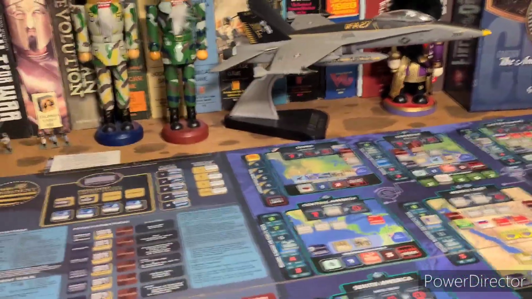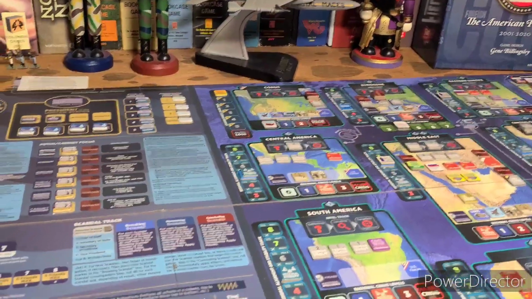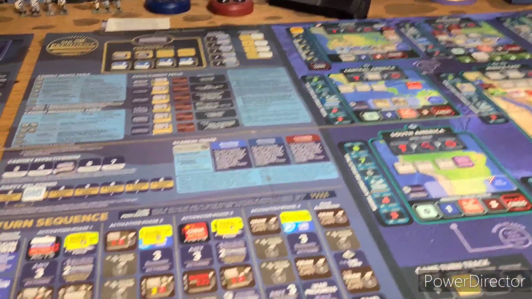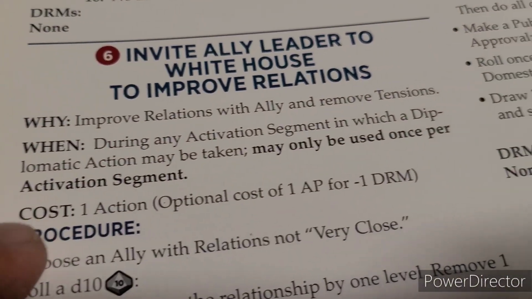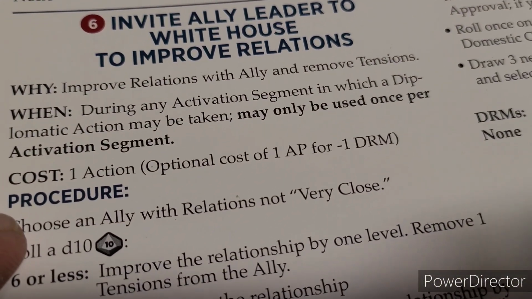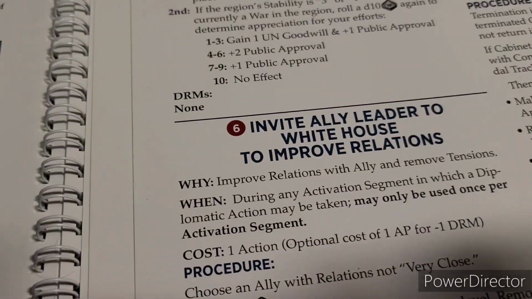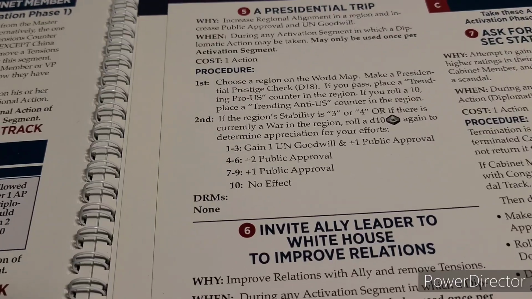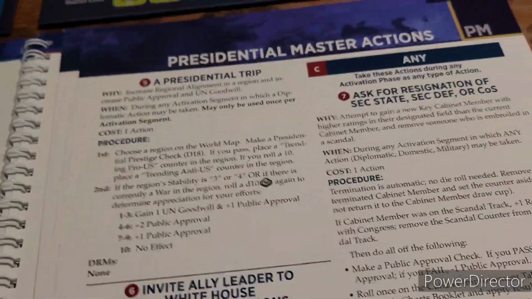We have 1 more action left. Oh, we'd like to get. Oh, that can only be performed. May only be used once per activation segment. Yeah. May only be used once per activation segment, so we can't do that again. Let me check things out here real quick, and we'll be right back for our last action. All right, we're going to go ahead with the automatic.